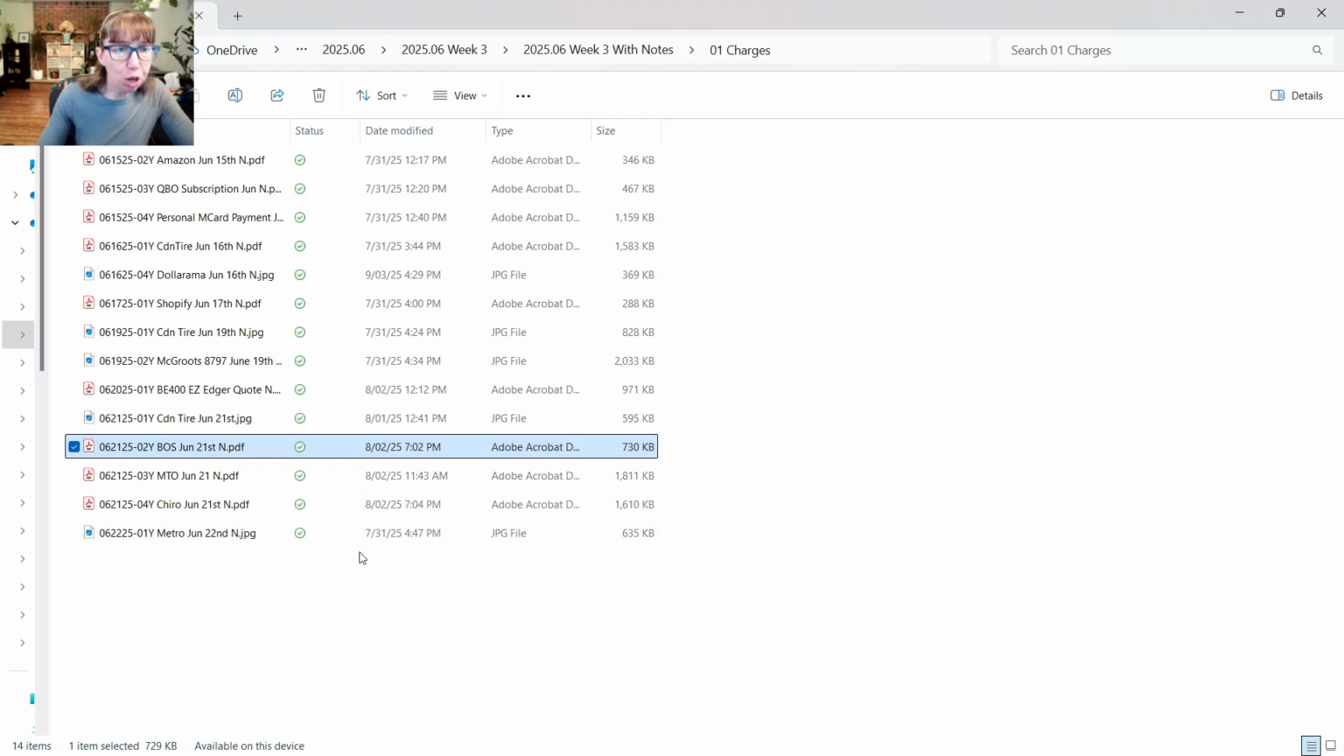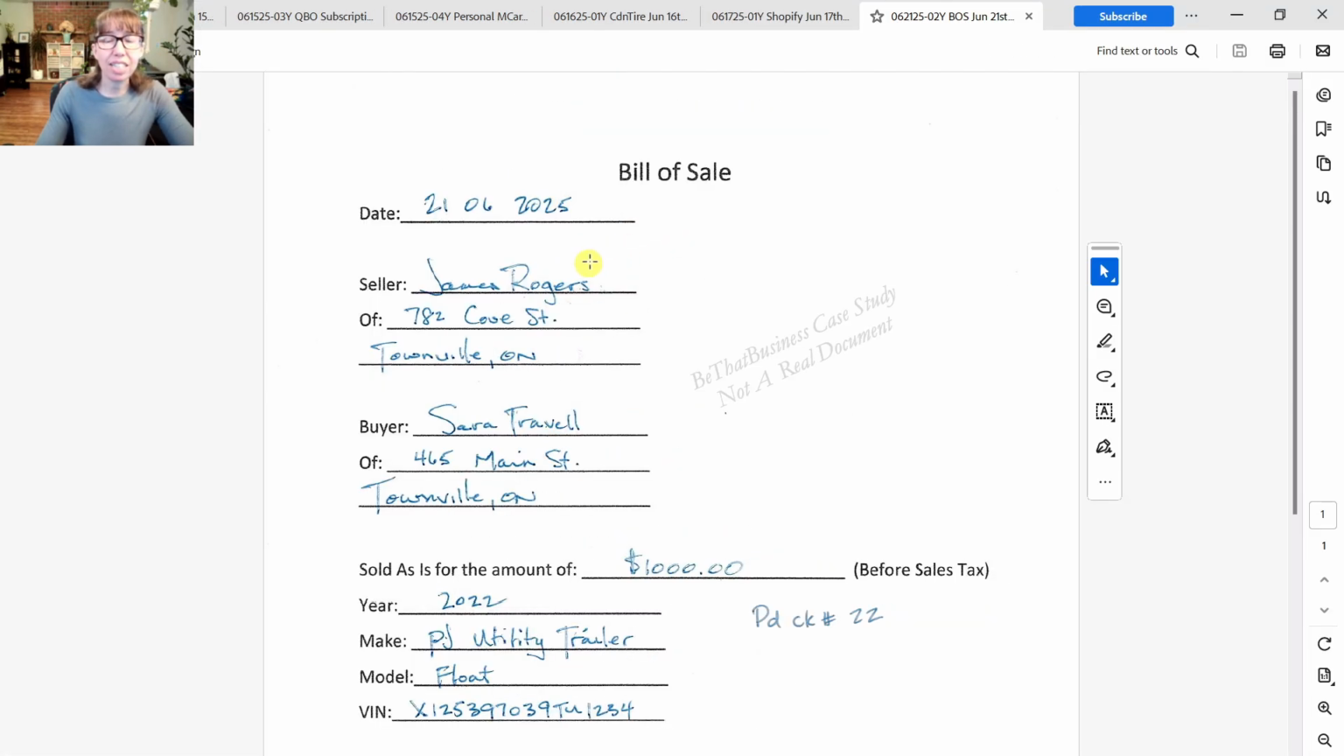Next, we have a BOS, or a bill of sale. And this is a private purchase. Sarah is purchasing a utility trailer from James Rogers, and she's paying with a check, and she's paying $1,000. So if this was a corporation, it would matter that it's Sarah's personal name because, again, Sarah is not the corporation. But again, she is a sole proprietor.